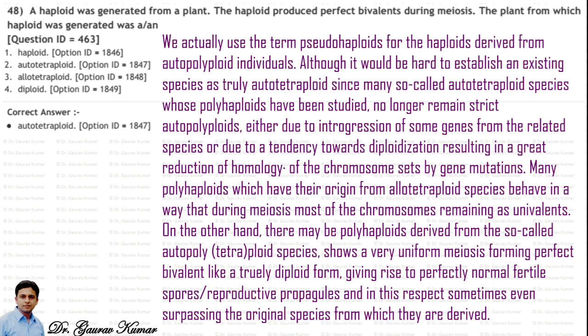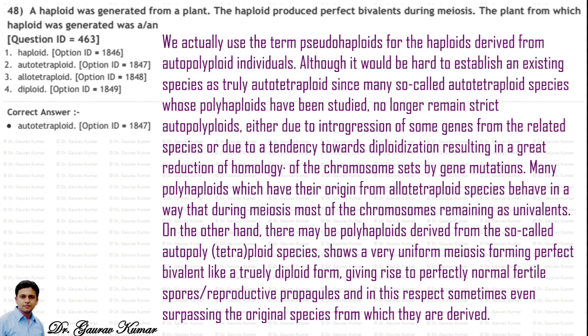Generally, if a haploid is derived from an autopolyploid individual, it is termed a pseudohaploid. Why are they called pseudohaploid? Because they have a strong tendency to again become a diploid structure. Although it would be hard to establish an existing species as truly autotetraploid, since many so-called autotetraploid species whose polyhaploids have been studied no longer remain strictly autopolyploid, either due to introgression of some genes from related species or due to a tendency towards diploidization, resulting in a great reduction of homology of the chromosome sets by gene mutation.